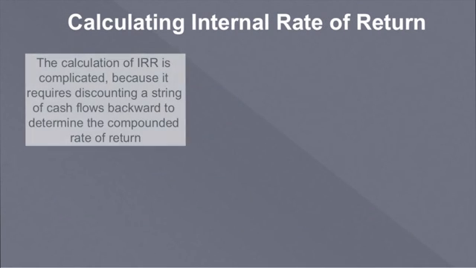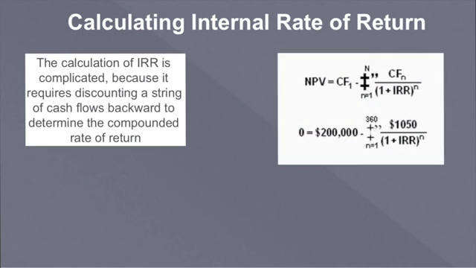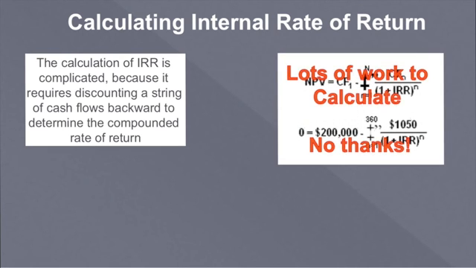Okay, check this out. The calculation of IRR is complicated because it requires discounting a string of cash flows backward to determine the compounded rate of return. Look at that. Oh, that's too much work. No thanks. Let's just pass on that.